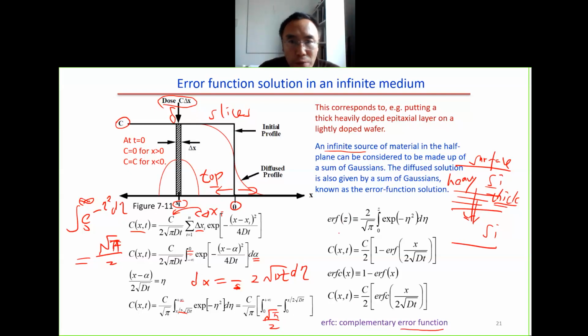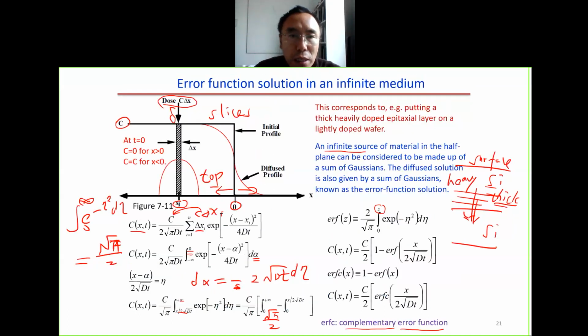We define the error function as this one, so the range is up to z. The z appears here. Then this one becomes C over 2 times 1 minus the error function at this value here. Then we define the complementary error function equal to 1 minus the error function. In the end, this becomes C over 2 times the complementary error function of x over 2 square root of Dt. So this is the case for diffusion from the top to the bottom.